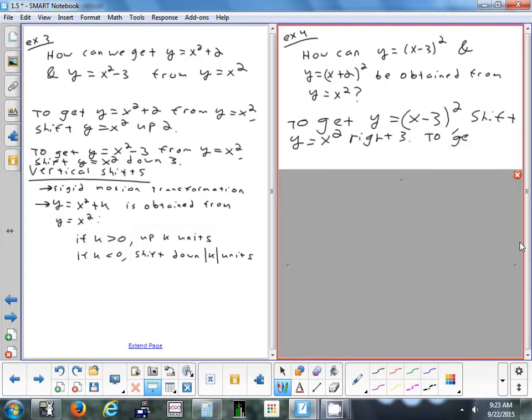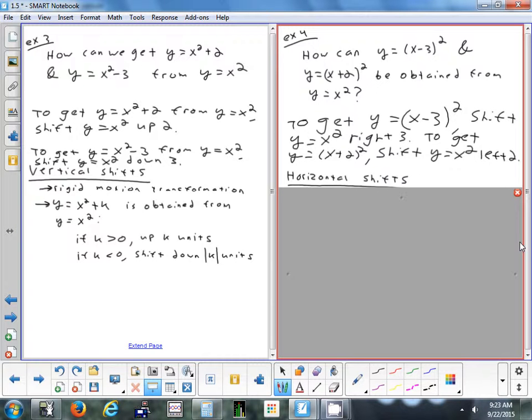And to get, what's the other one? x plus 2 squared. Shift y equals x squared. How do you think you would shift to get x plus 2? Left. Left, how many? 2. Yeah, you'd shift left 2. Okay, so these are examples of horizontal shifts. Again, that's a rigid motion transformation. There's no stretching or compressing. Just taking what you have and moving it somewhere else.